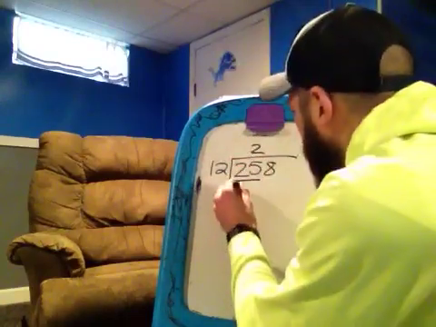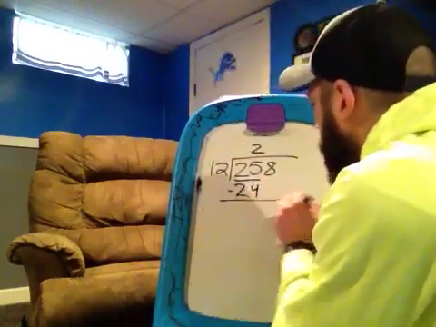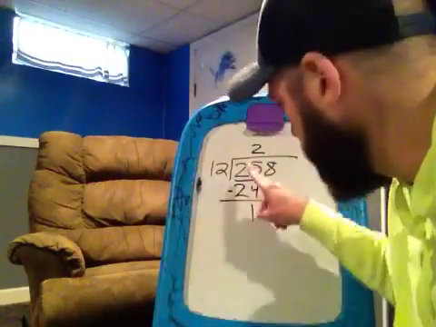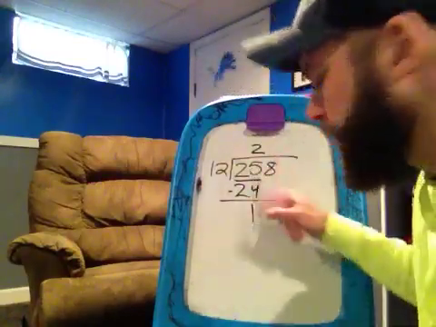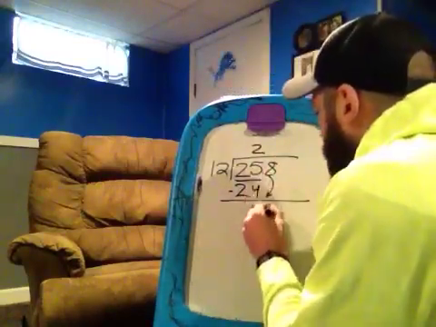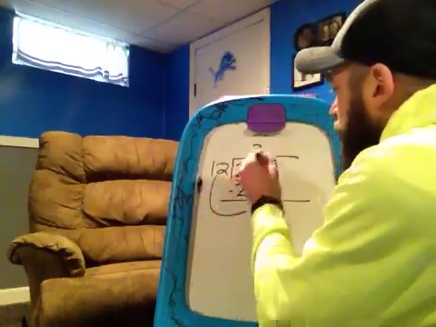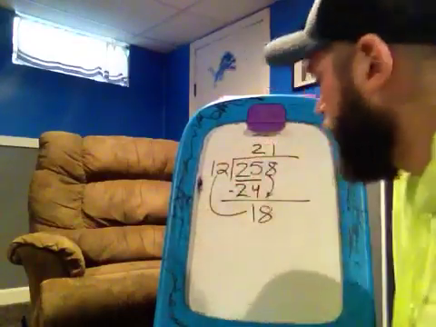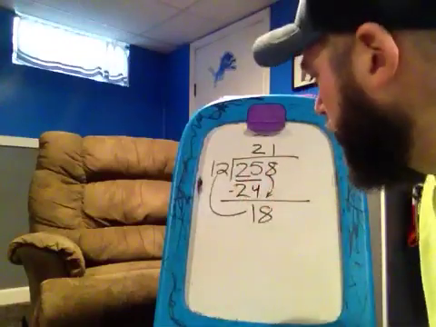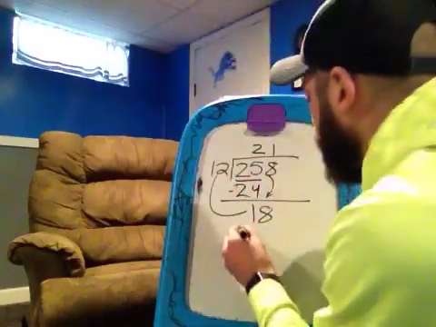It goes in twice. There's one left over in the tens. So now we bring down the 8. We have 18 ones. It goes in one time, so 21 is how many whole groups come out, but there's going to be a remainder.